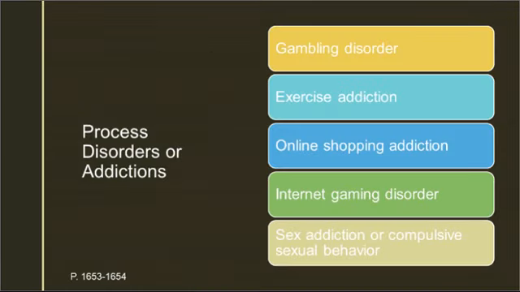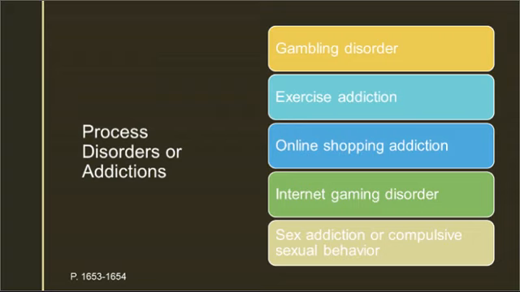Process disorders or addictions. Gambling, exercise, online shopping, internet, these are process, not substance abuse. They are down in the little table on the bottom of 1650. On the very bottom, be familiar with these and different treatments.